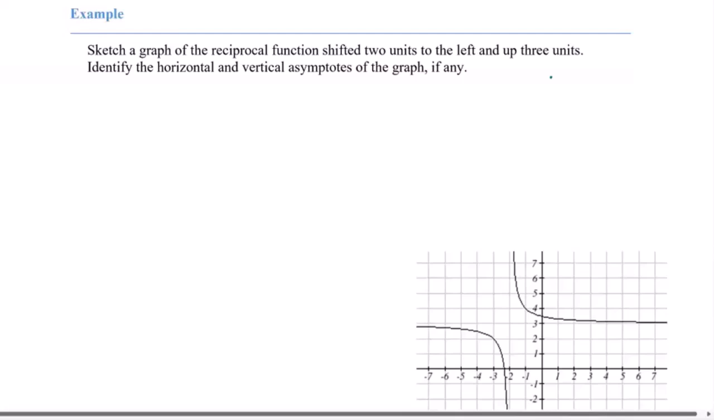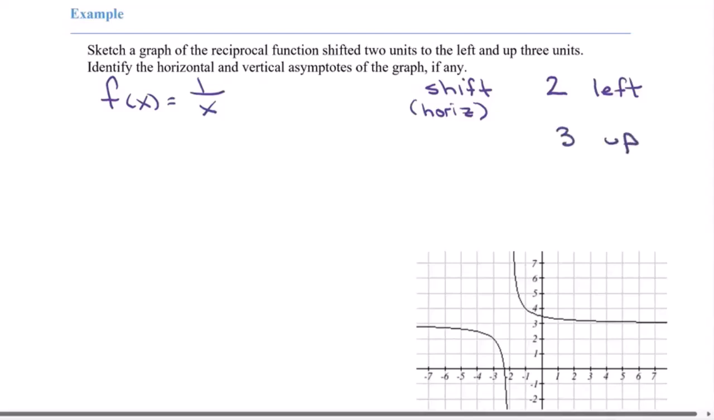Sketch a graph of the reciprocal function. The reciprocal function is f of x equals 1 over x. And we're going to shift 2 units left. So 2 to the left. That means we're shifting horizontally, and up 3. So up 3, which makes this vertical.